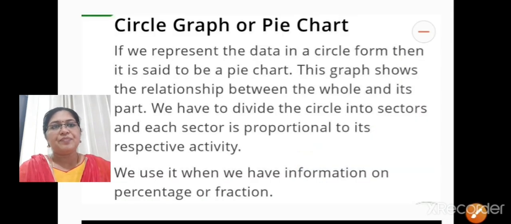Next one is circle graph or pie chart. If we represent the data in a circular form, then it is said to be a pie chart. This graph shows the relation between the whole and its parts. We divide the circle into sectors, and each sector is proportional to its respective activity. Each sector represents each data. We use it when we have information in percentage or fraction.